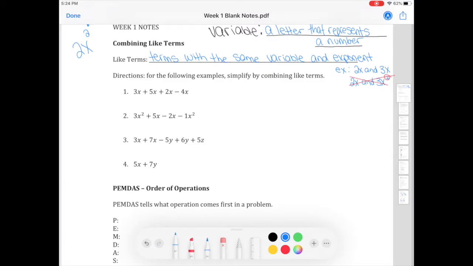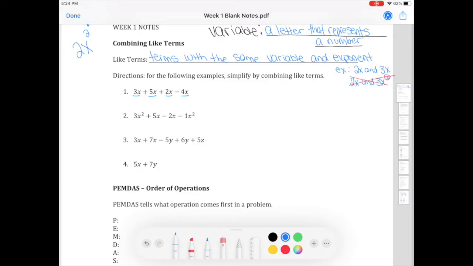Okay, so let's do some more examples in the 4 questions that are to come. So for the directions, it says, for the following example, simplify by combining like terms. So I have to look for like terms to start, and I'm going to jump right into number 1. So I have 3x plus 5x plus 2x minus 4x. To start, terms are separated by addition and subtraction.